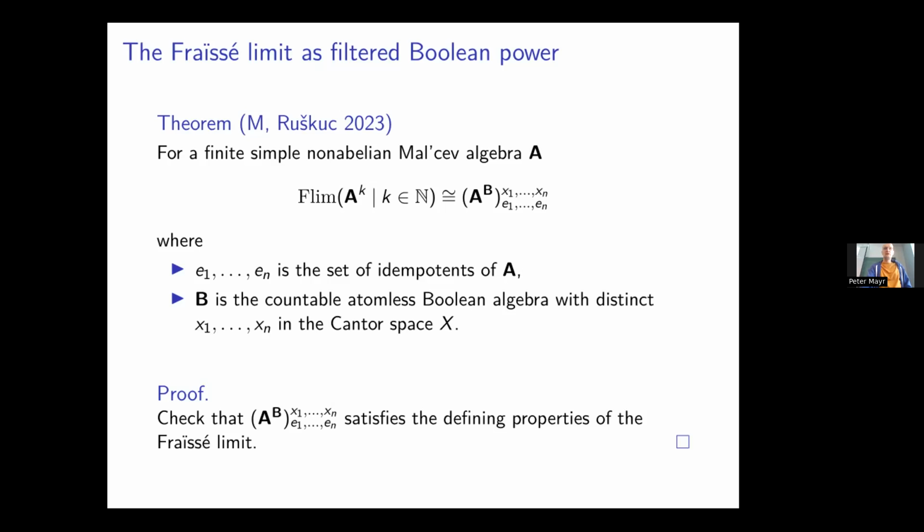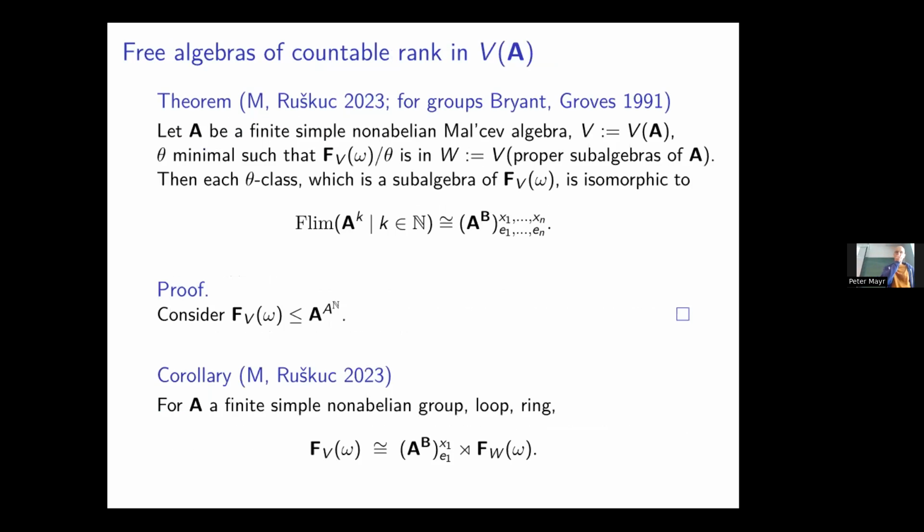Okay, so I want to show you another place where these filtered Boolean powers come up, namely, again, for a finite simple non-abelian Maltsev algebra. You can look at the free algebra of countable rank in the variety generated by A. And it has a subvariety that's generated by all the proper subalgebras of A.